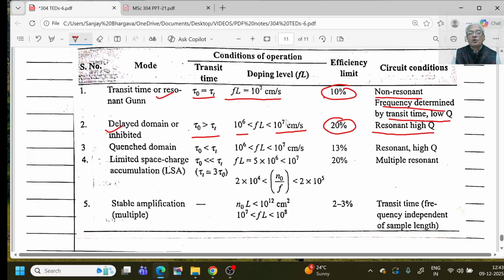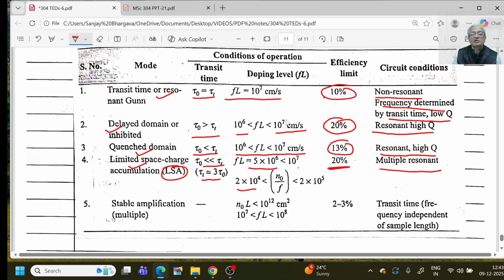Resonate high Q mode. Quenched domain mode. Tau 0 less than tau L. 10 raised to power 6 से 10 raised to power 7 centimeter, but the efficiency is 13%. It is also resonate and high Q mode. Limited space charge accumulation or the LSA mode. Tau 0 is very much less than tau L, and tau L is equal to 3 tau 0. So FL is 5 into 10 raised to power 6 less than 10 raised to power 7. Efficiency is 20%.